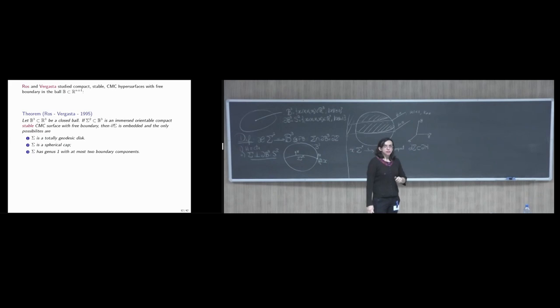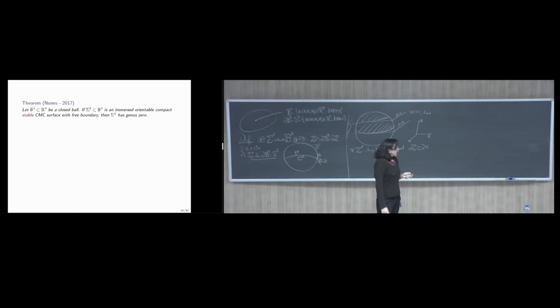And Nunes proved that yes, you can remove this. Nunes proved that if you have the ball, a closed ball, and sigma is a CMC orientable compact stable surface with free boundary, then sigma has genus zero. So you can remove the genus 1 case. Today I don't prove this fact, but tomorrow I will prove this, okay? These are only brief information about things we studied yesterday.